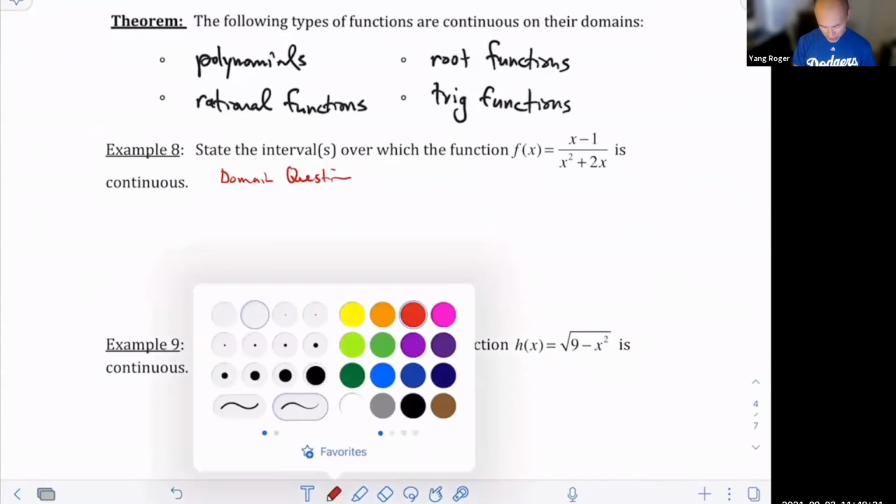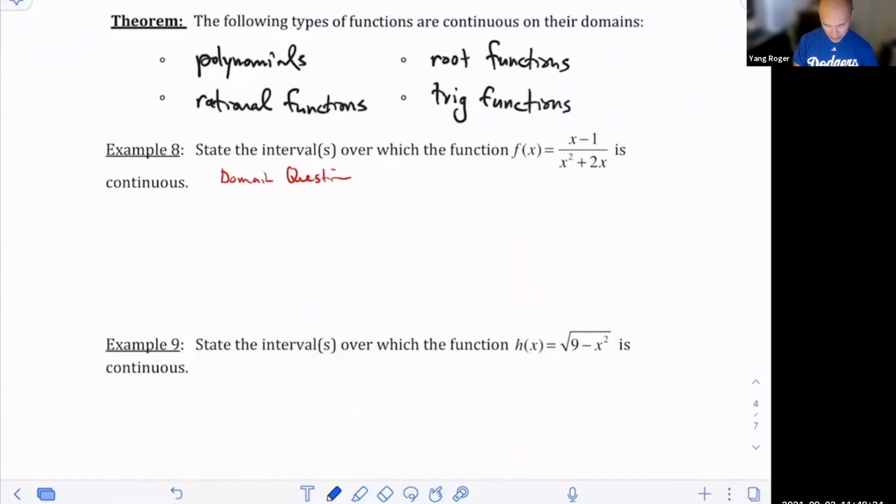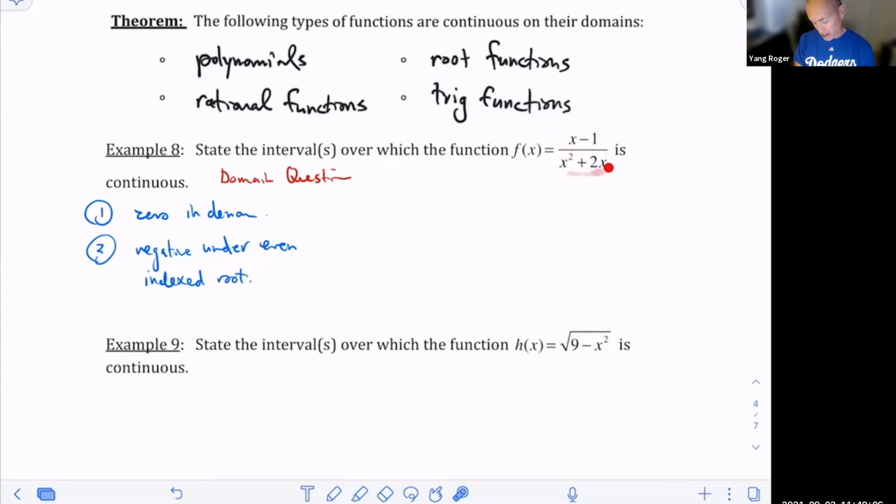Just as a reminder, there's two things that can happen with a domain. The first thing is you can have a 0 in the denominator. And the second thing is that you could have a negative under an even indexed root. Now, if you look at this function here, there are no radicals. So I don't have to worry about this second one. But I do have a 0 in the denominator, so I need to worry about that.